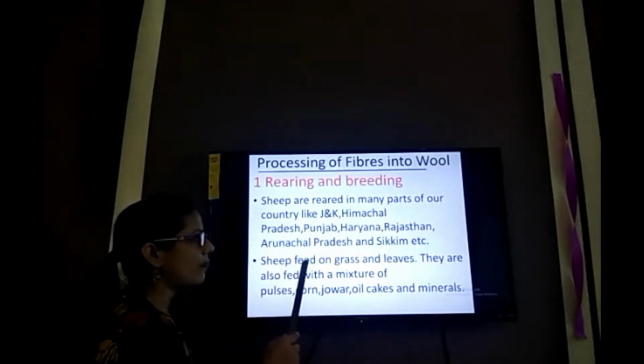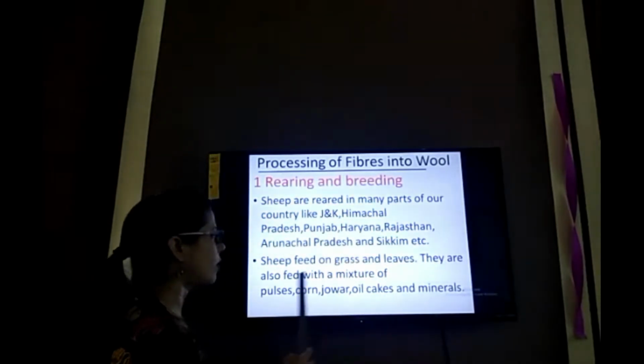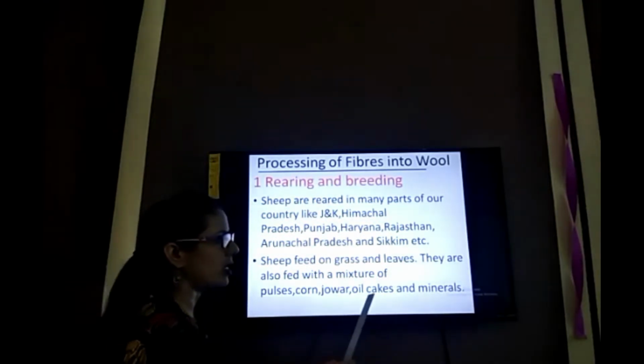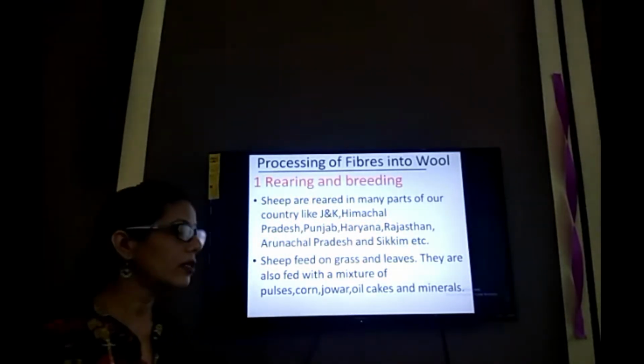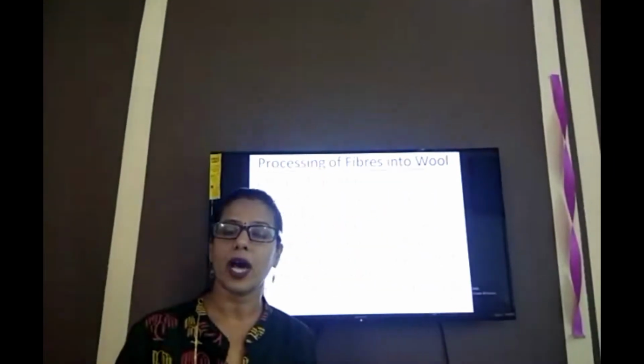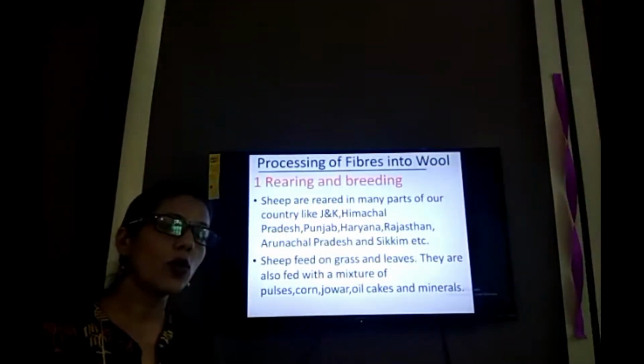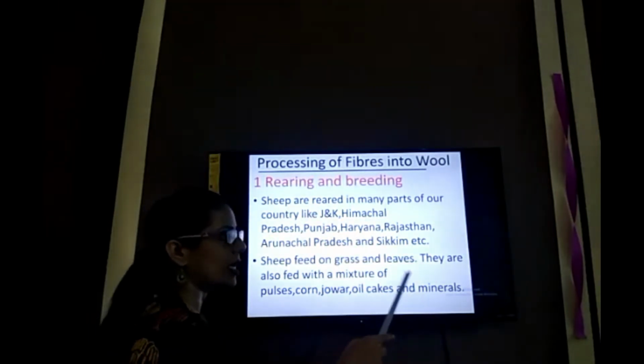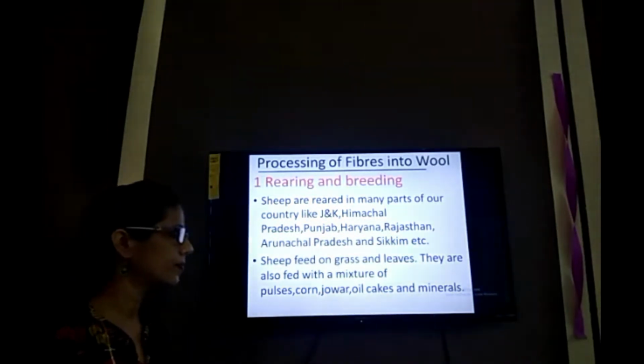Next, sheep feed on grass and leaves. They are also fed with a mixture of pulses, corn, jowar, oil cakes and minerals. Generally sheep feed on grass and leaves, but the rearer also provides the mixture of pulses, corn, jowar, oil cakes and minerals as their food.